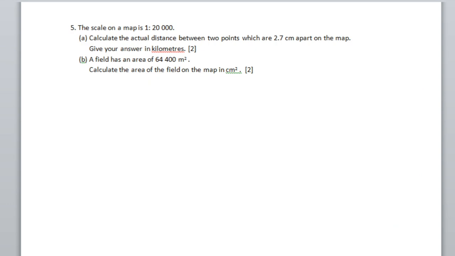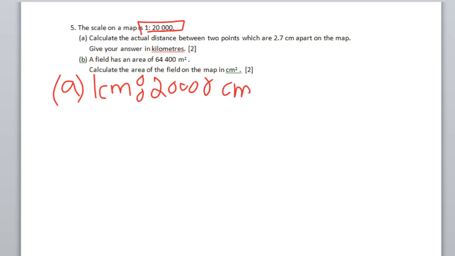Question number 5. The scale on a map is 1:20,000. Calculate the actual distance between the 2 points that are 2.7 centimeters apart on the map. Give your answer in kilometers. Okay. So again, the given scale does not mention the units, which means the units are the same. So for part A, let's write 1 centimeter corresponds to 20,000 centimeters, because the units are the same.